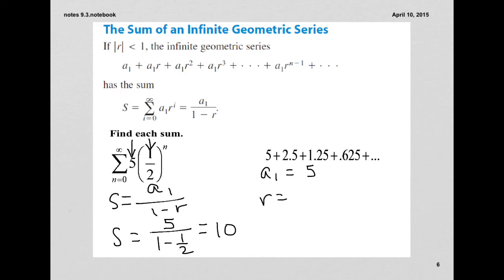Our r is going to be equal to, just like we've been finding r, second term divided by the first term, which is going to be equal to 0.5. Okay, so we get s equals 5 over 1 minus 0.5, just plugging directly into our formula, and we get 10.